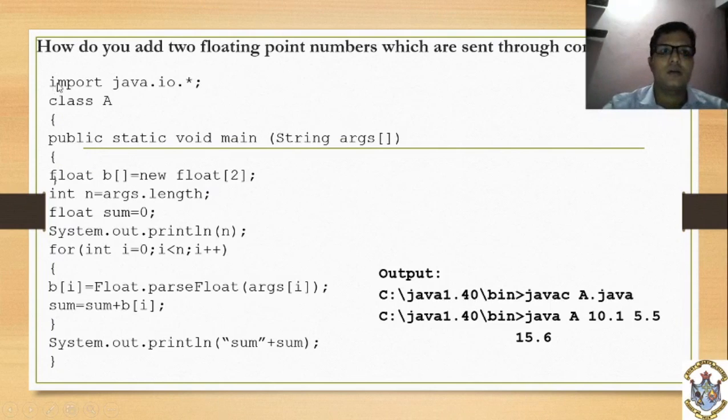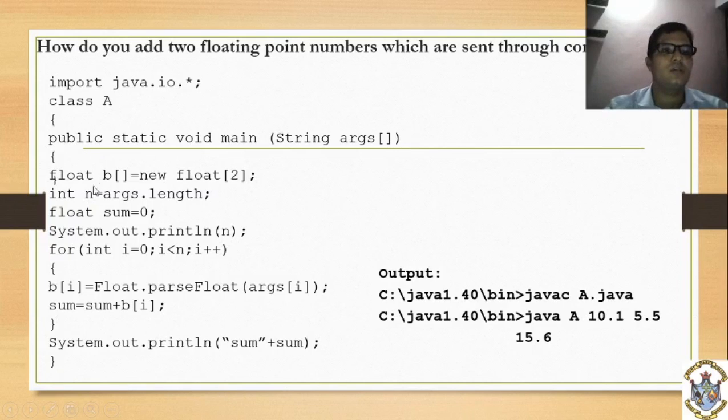Here the question will be asked for 5 marks, please make a note. What is the question here? How do you add two floating point numbers which are sent through command line? Now import java.io.*. Now I am having a class. What is the name of the class? A. In this I am making public static void main(String[] args).